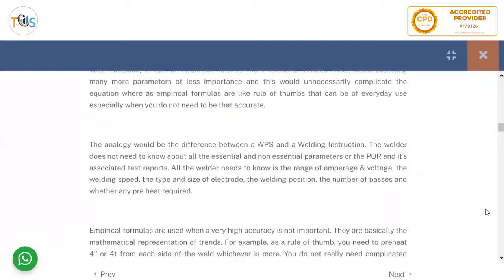The analogy would be that you might not give the whole WPS to a welder, but you might give a welding instruction with sufficient data for the welder to know. For example, a welder does not need to have access to the PQR or some parameters that are detailed in the WPS. All he needs to know is what he is actually in control of. That includes the range of amperage and voltage, the welding speed, type and size of electrode, the welding position, number of passes, and whether any preheat is required.